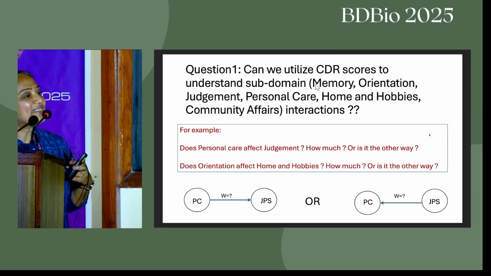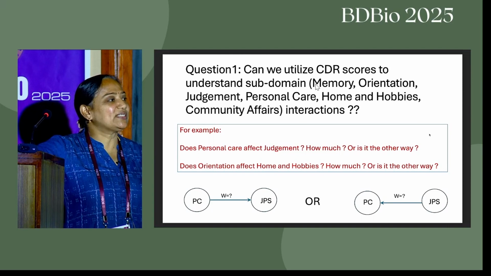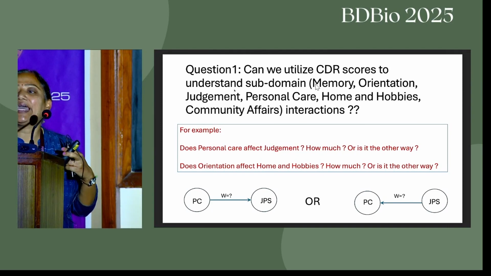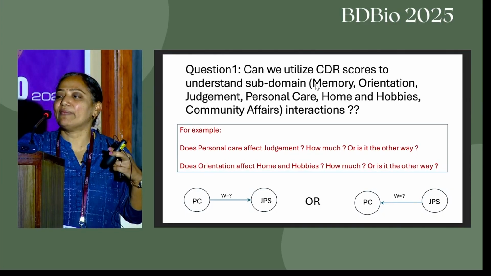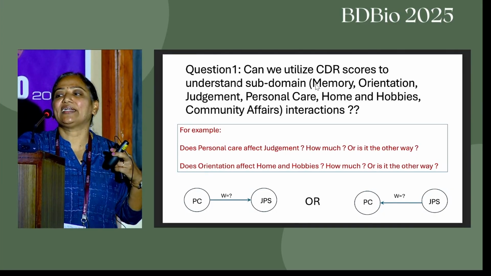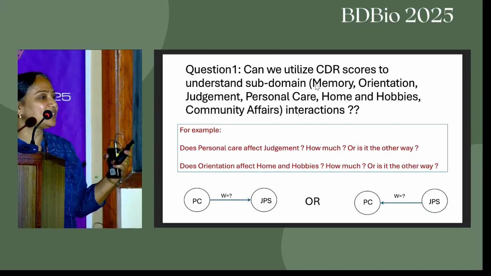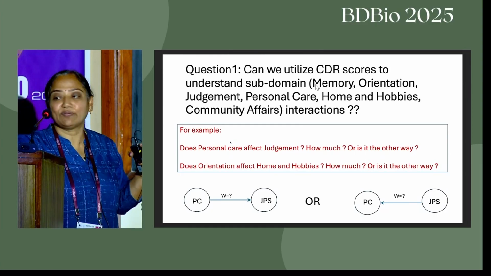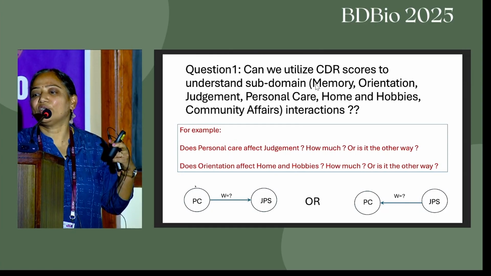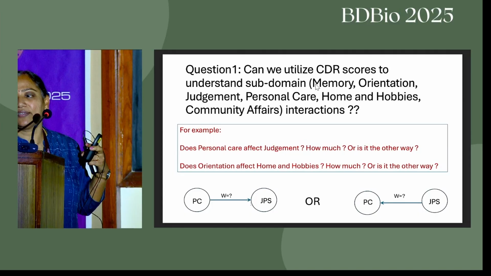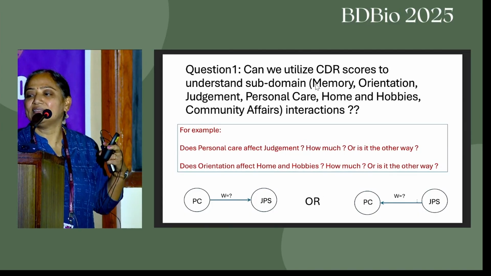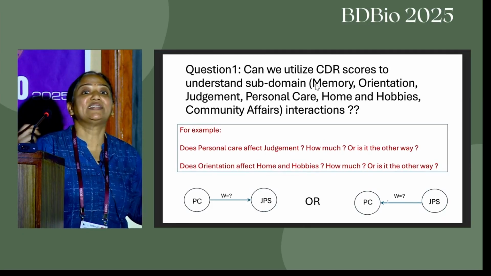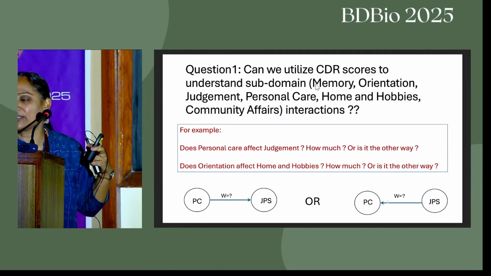Now the questions that we tried to ask with these scores are twofold. The first question: can we utilize these clinical dementia scores to understand what the interactions are across the subdomains? For example, personal care is one subdomain, judgment is another. Is personal care affecting judgment, or is it the other way, judgment affecting personal care? Can we capture these interactions? That was the first question.